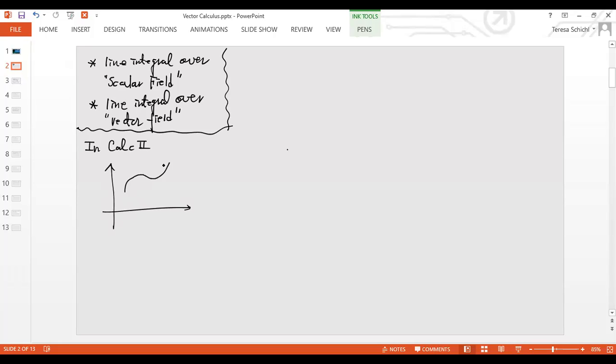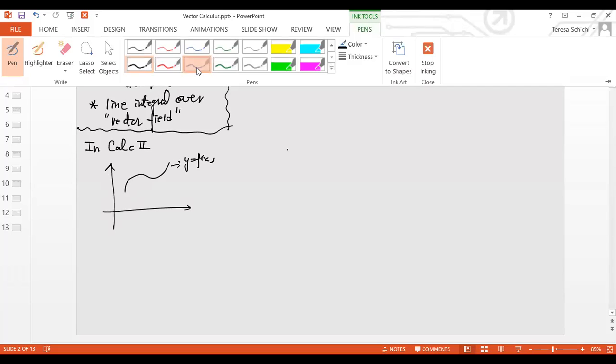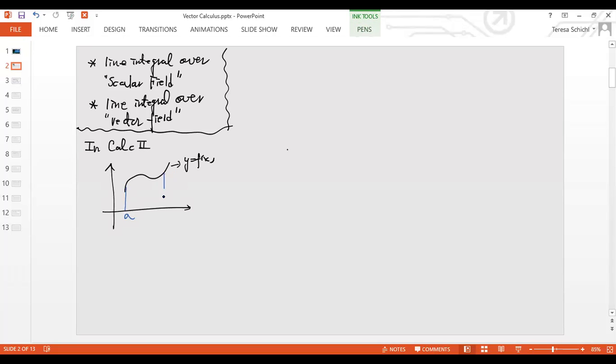Given a curve, y equals f of x, with this being my A and this being my B, how do I find the length of this curve? The formula says the length of the curve will be the integral from A to B of the square root of 1 plus dy/dx squared, times dx.